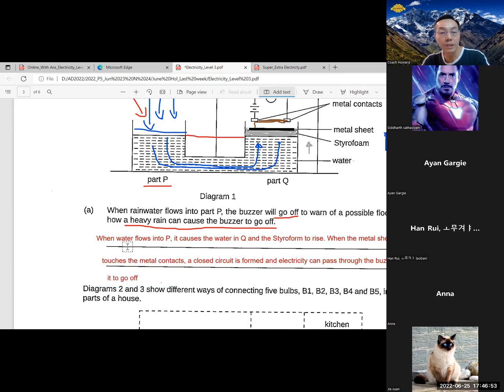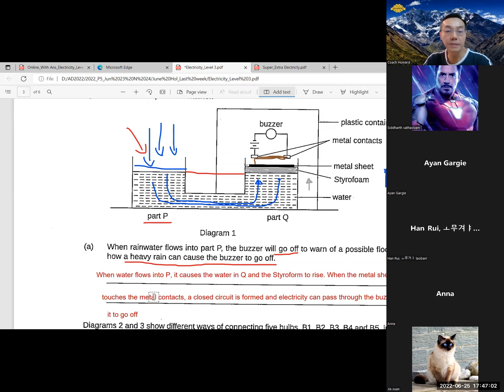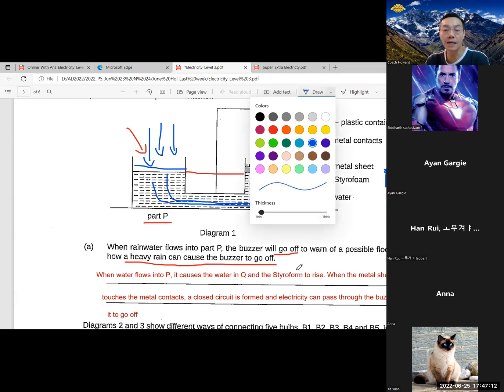So when the water flows in part P, it causes the water in part Q and the styrofoam to rise. When the metal sheet on the styrofoam touches the metal contacts, a closed circuit is formed. Electricity can pass through the buzzer to cause it to go off. So this is a 2-mark question, and this is how the examiner will mark.